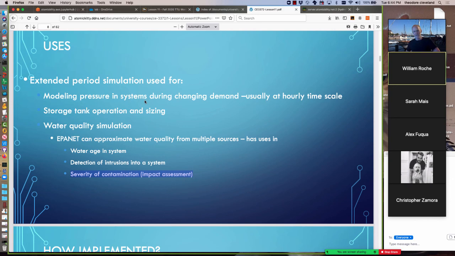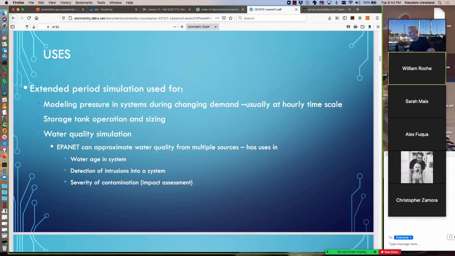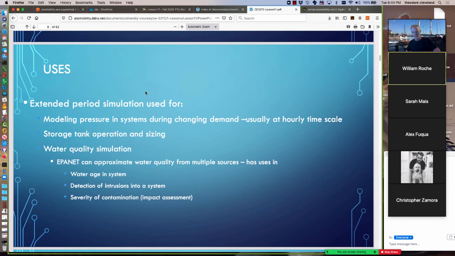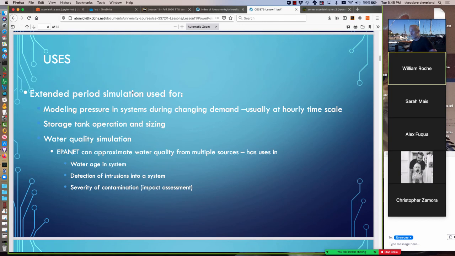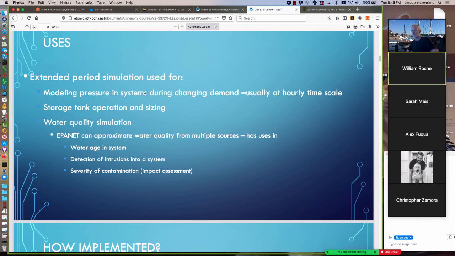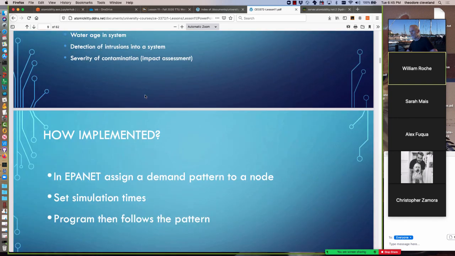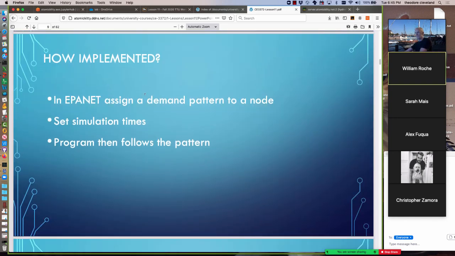Less used but equally as valid is that extended period simulation could be coupled with automated control systems so that the model could be used to autonomously control a real water distribution system. And there are some instances in the United States where that's being done, using actually a version of the EPANET computation engine. So this rather mundane, almost silly program that you get from the internet is remarkably useful in the water distribution industry. So how is this implemented?